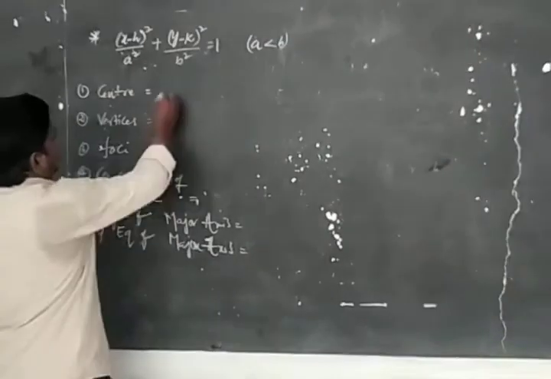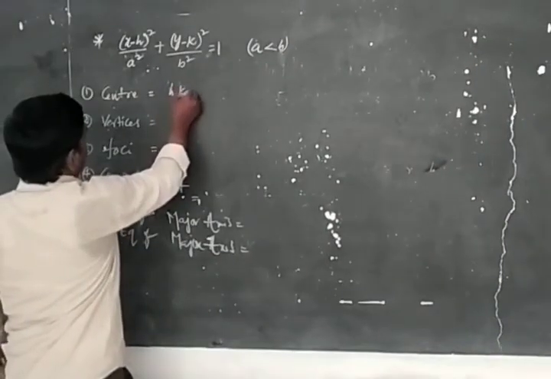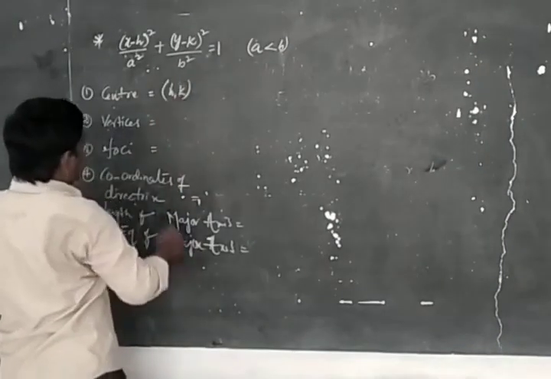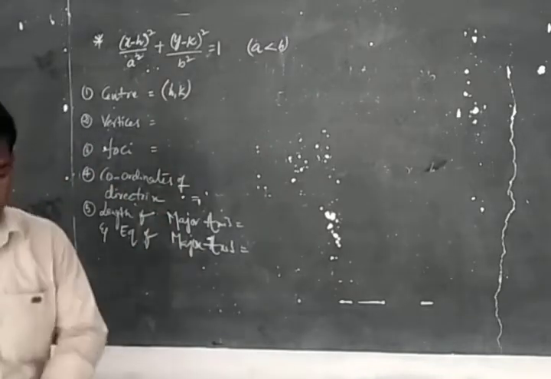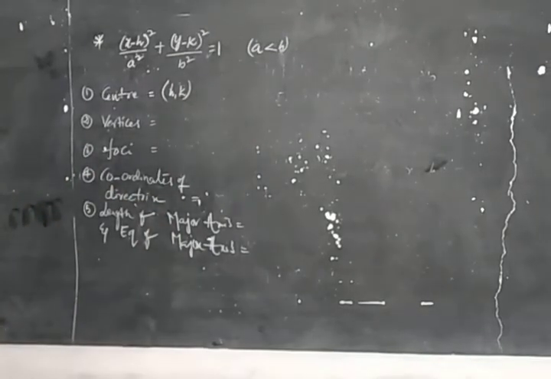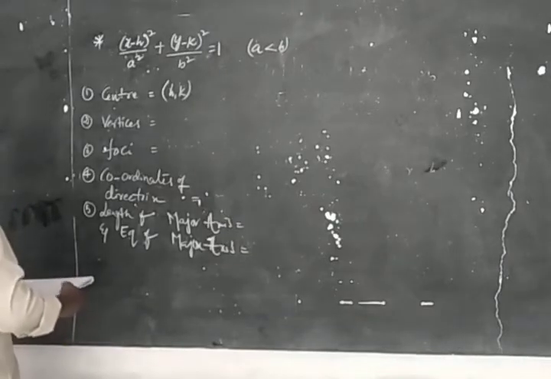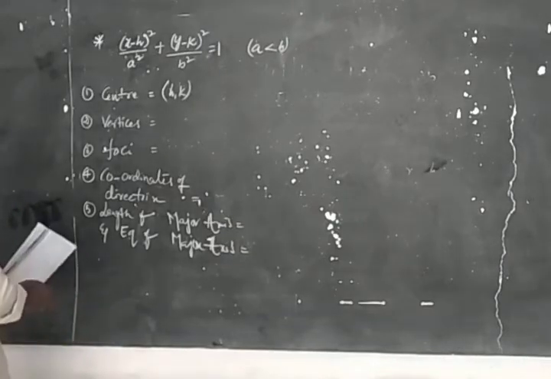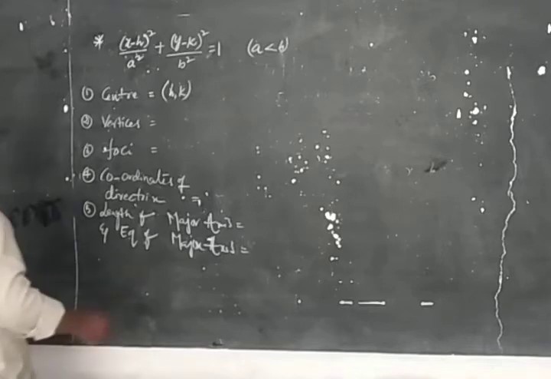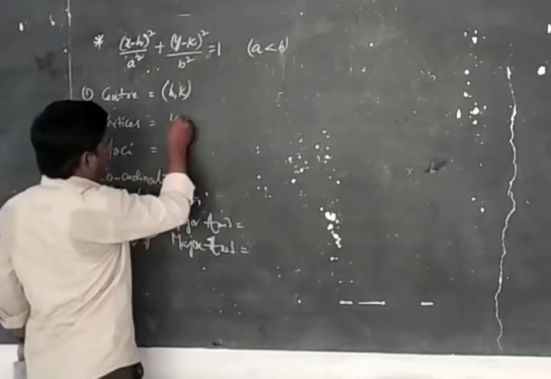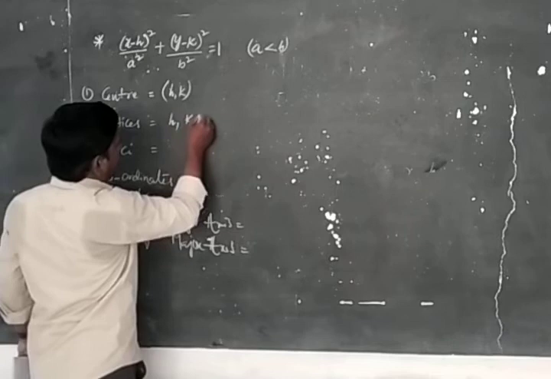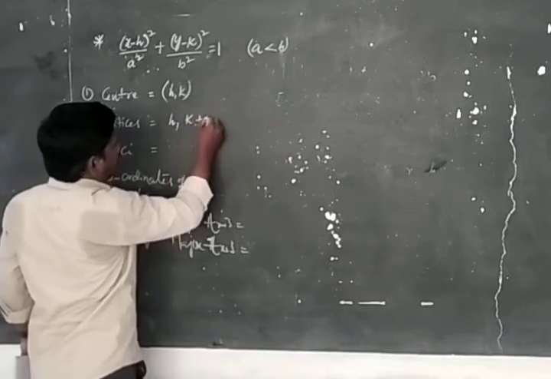Now center h comma k and vertices h comma k plus or minus b.